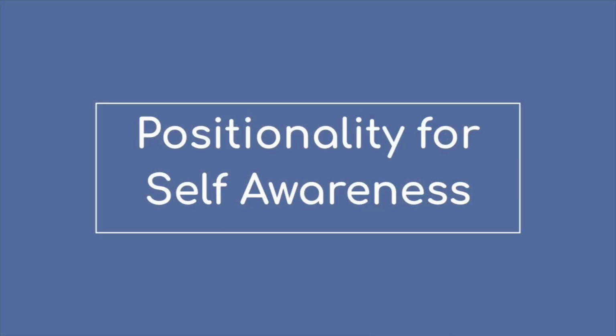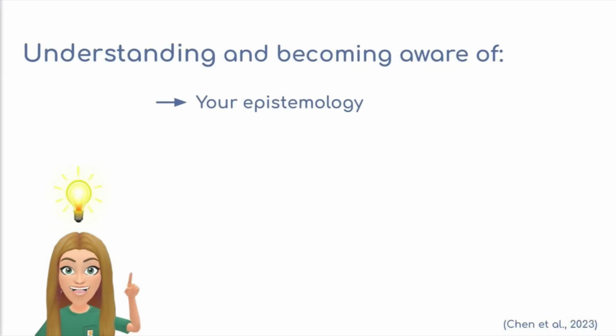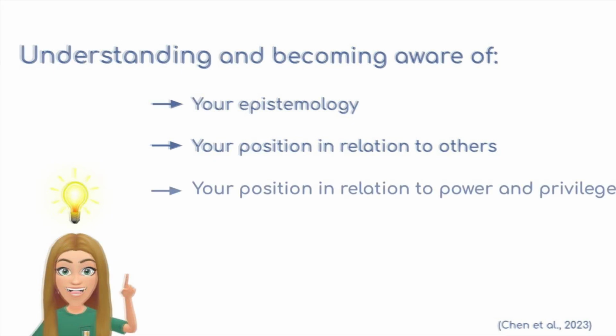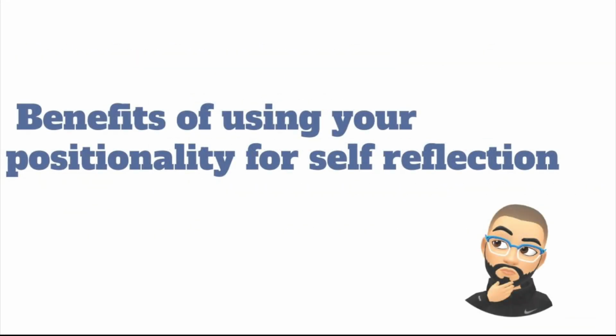Positionality for self-awareness. Using your positionality to understand and become more aware of your epistemology, meaning your knowledge. How was this knowledge formed? Where did these ideas branch from? Were they taught through people telling you, or did you learn them through observations? Understanding the impact your identity has on your interactions with others, your position in relation to power and privilege within society, being aware of your biases and the assumptions you make on a day-to-day basis, and how your positionality plays a role.